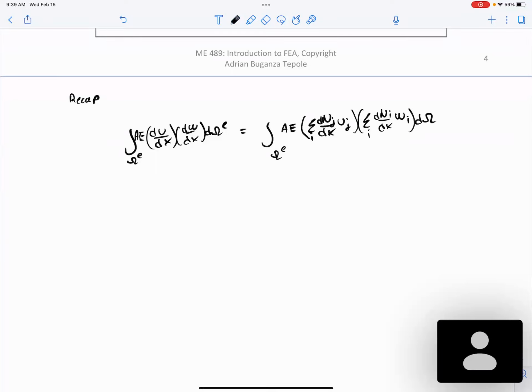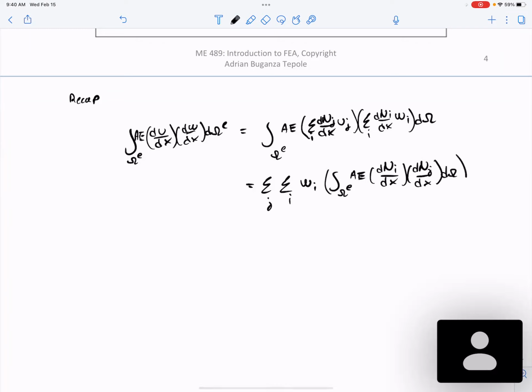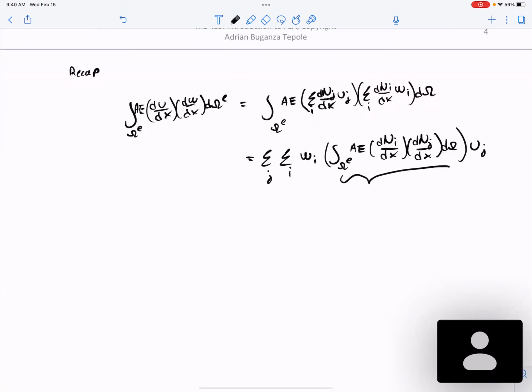So again, nothing done here except that I'm using the fact that to represent the function is going to be the sum of these derivatives of the shape functions times the nodal values. And then what I said is that because these uj and wi are just numbers, I can just take them out. This is just algebra. And I end up with this. Just algebra there, and this defines a matrix that is the stiffness matrix of the element.